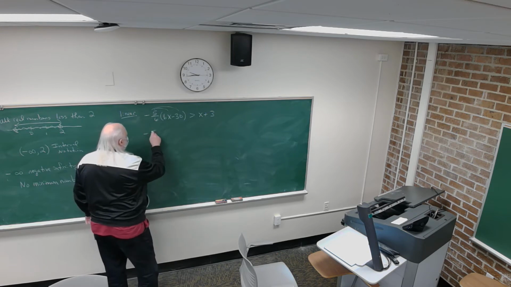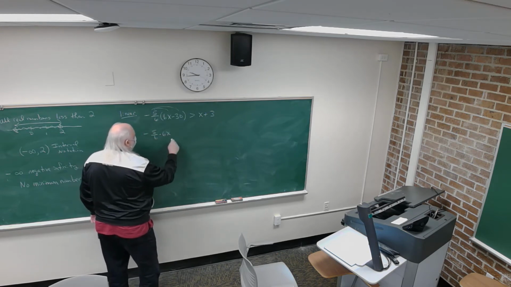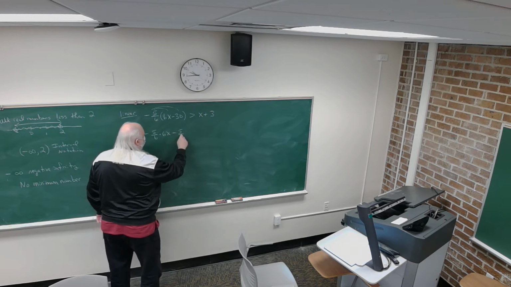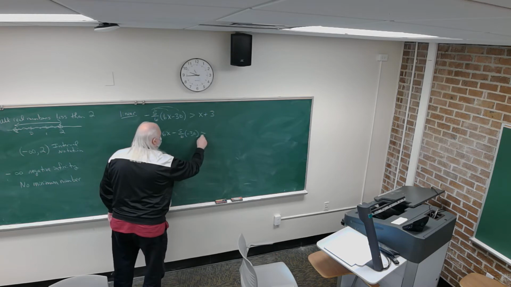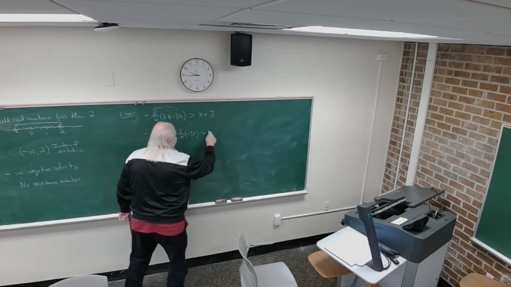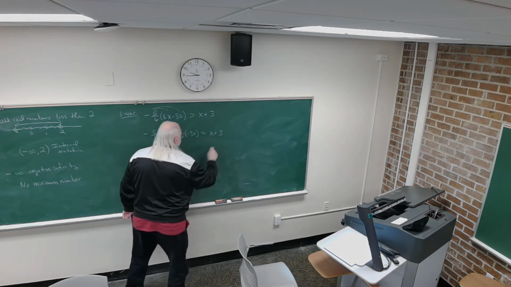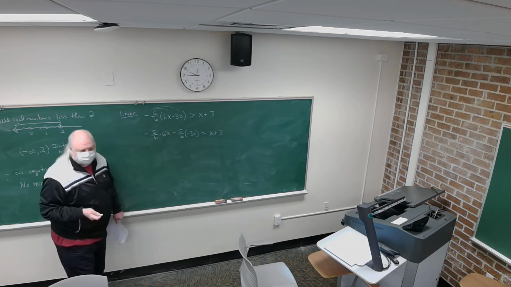So when we distribute the minus 5/6, this is a binomial inside the parentheses, I have minus 5/6 times 6x minus 5/6 times negative 30, and that's greater than x plus 3, right? I'm throwing in extra steps.